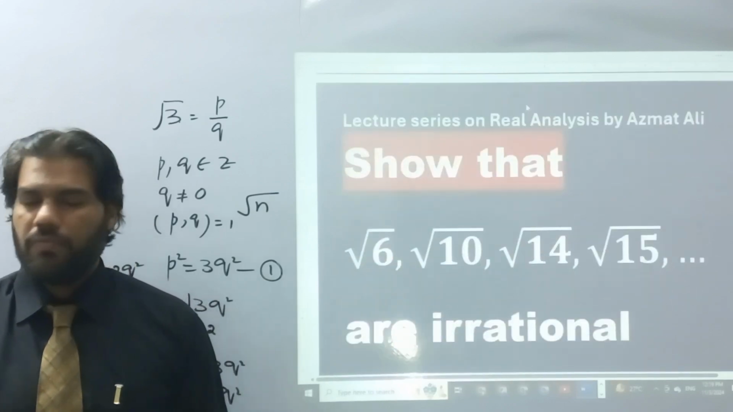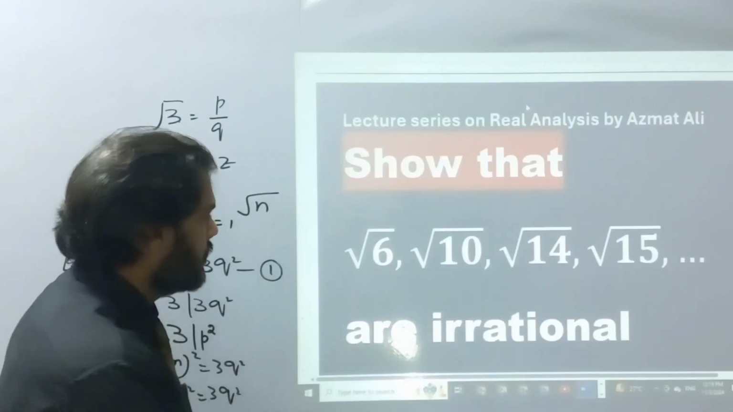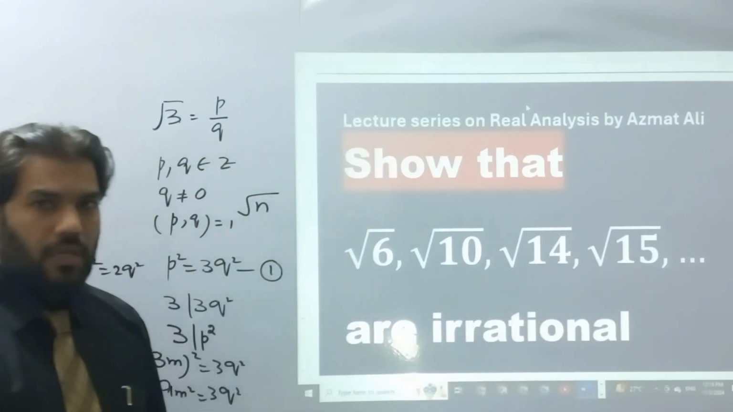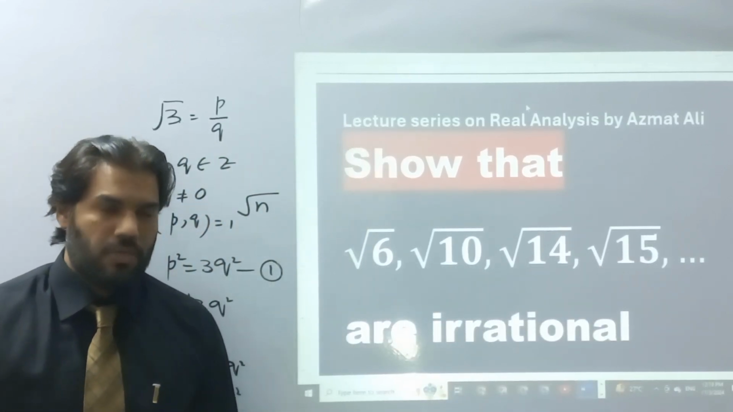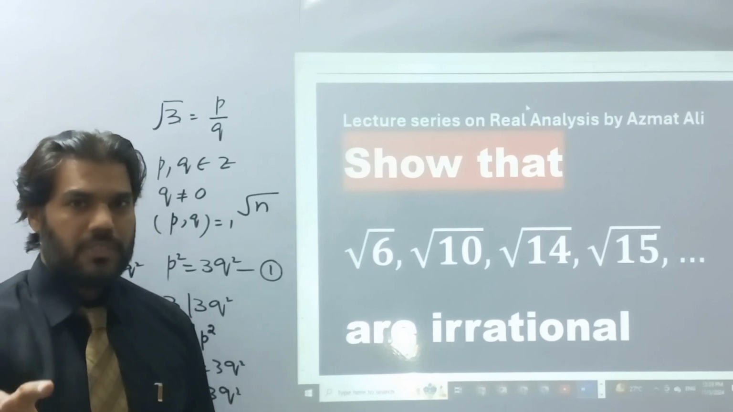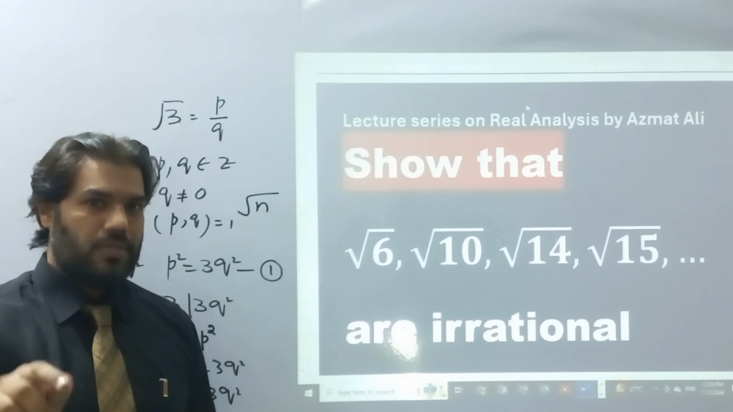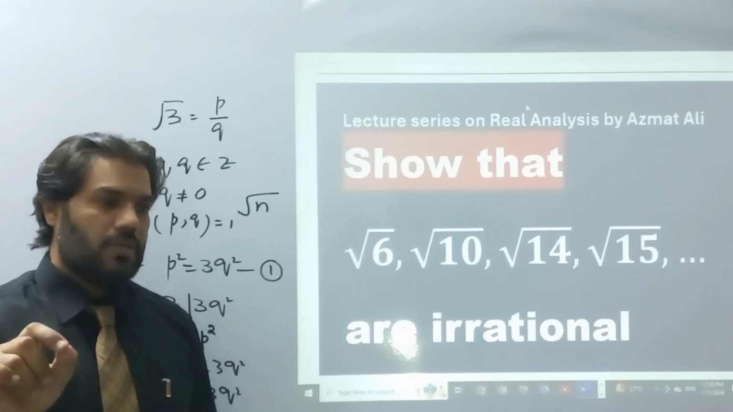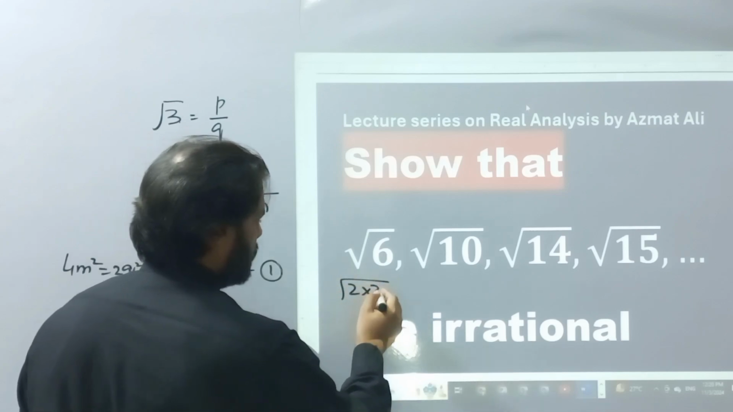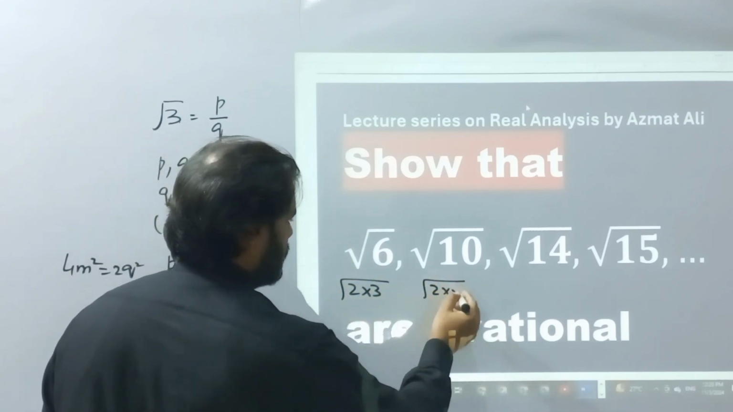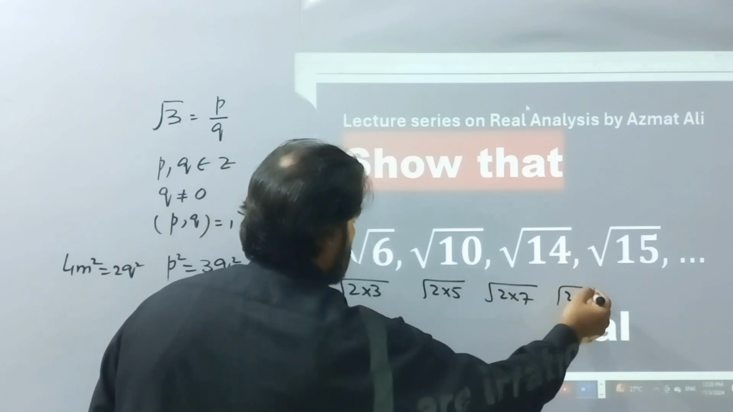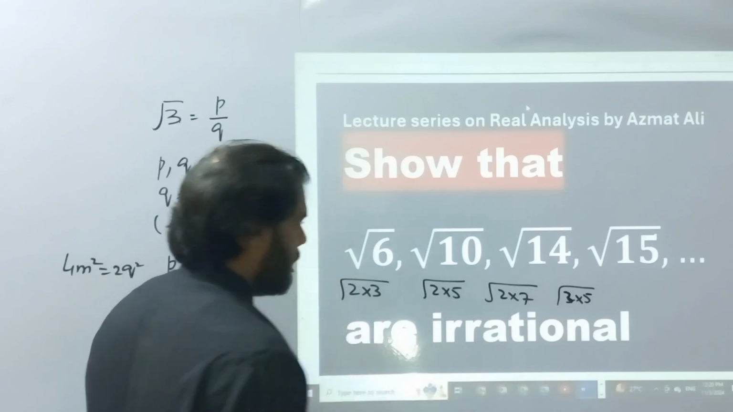So for this case, we will discuss the following examples: square root 6, square root 10, square root 14, square root 15, and so on. These are all irrational numbers, because in all of these square roots you can see that these are the product of distinct primes. None of the numbers inside the square root is a perfect square. For example, square root 6 is the product of distinct primes 2 and 3, square root 10 is the product of 2 and 5, this is 2 and 7, and this is the product of 3 and 5.